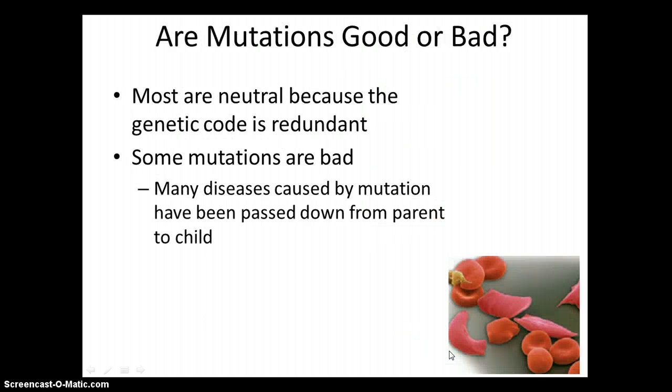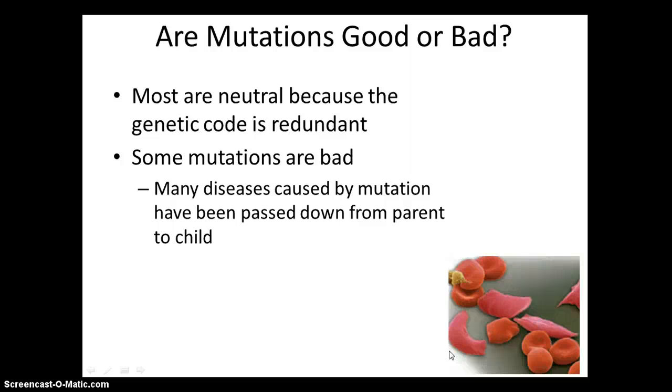So a lot of mutations are actually neutral, and the reason is because the genetic code is redundant. So if you look at that big wheel that we used to translate our proteins, you'll notice that sometimes 4 up to 6 different codons stand for the same amino acid. So if the last letter in the codon gets changed, sometimes that doesn't matter at all. It's still going to make the same protein, and so that mutation is considered neutral.